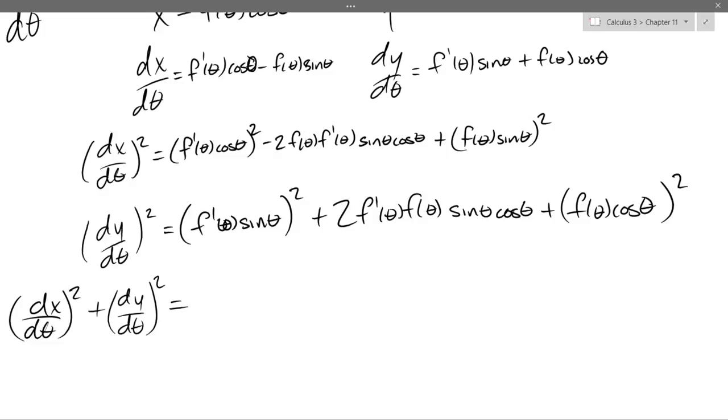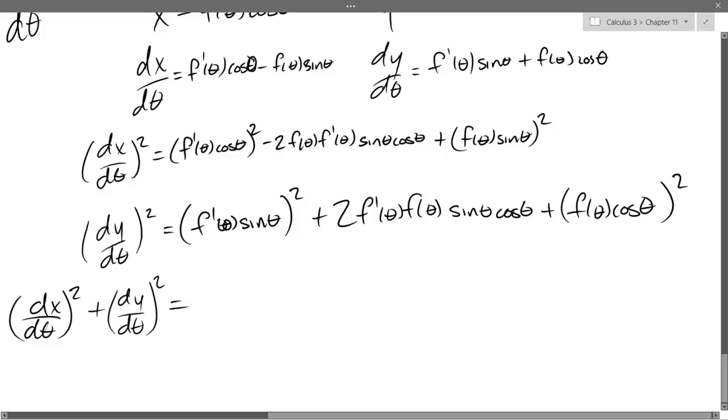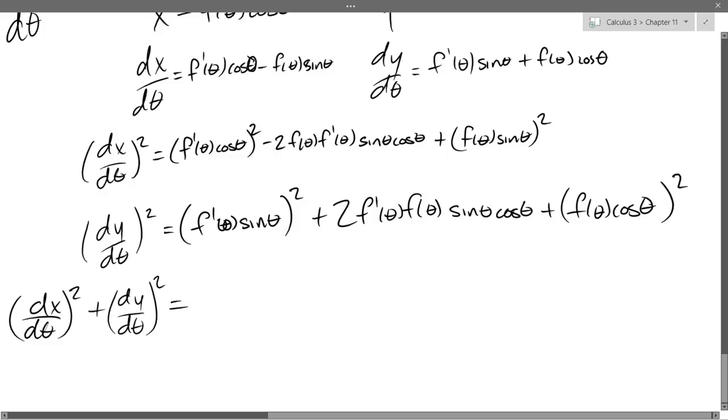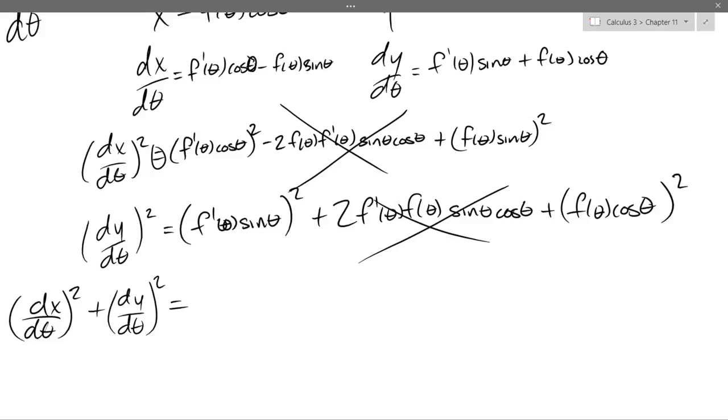So what cancels out when you add dx/dθ squared and dy/dθ squared? The two f prime θ, f θ, sine θ, cos θ terms. Yeah, the two ugliest terms cancel out because you get positive and negative. It would be bad notation to cancel them out here, because that would make these equal signs false. So you don't want to cross them out where they are right now, because then you're going to have some false equations on your paper.